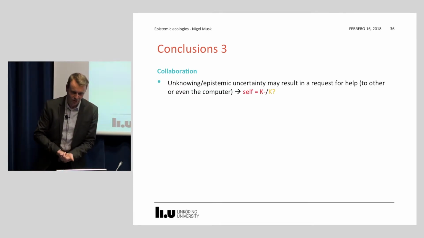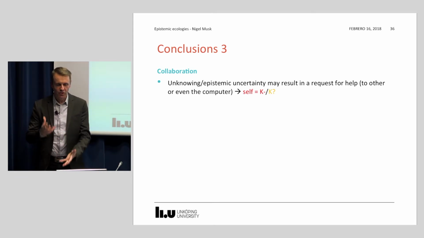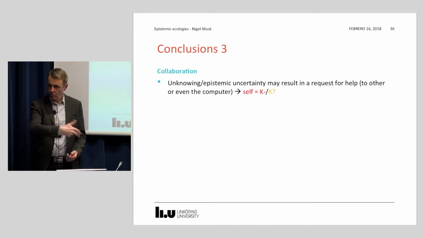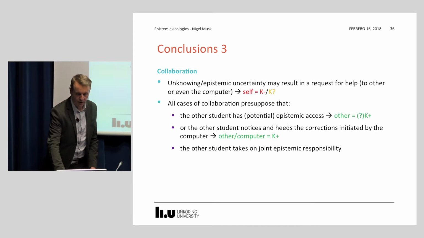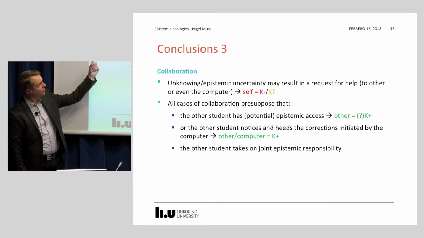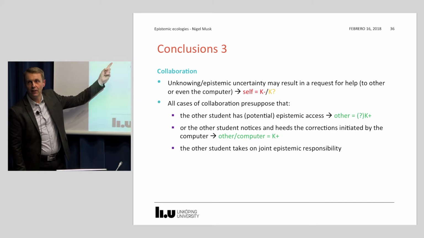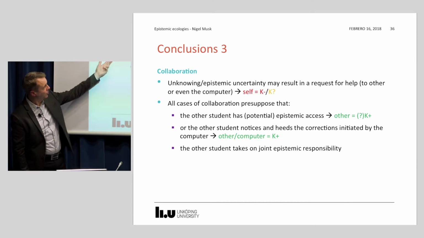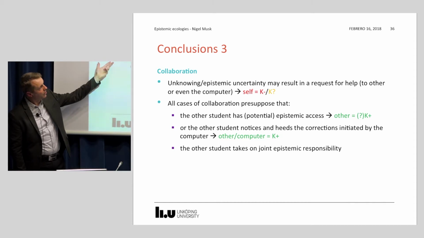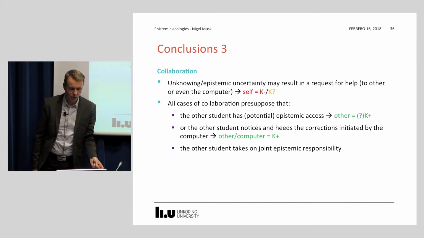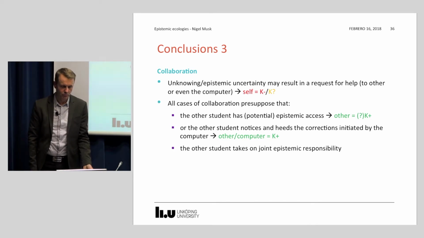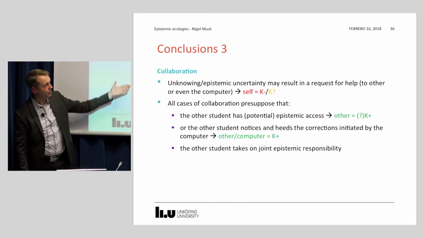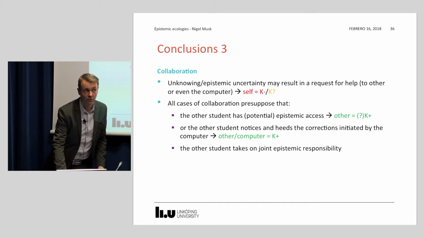Collaboration, that aspect of it. So unknowing or epistemic uncertainty can lead to requests for help to the other, sometimes to the computer as well by right-clicking. Of course, if you're going to get help from the other person, they have to have epistemic access themselves. So this is something that has to be discovered through interaction. The other student can notice and heed the corrections and then point this out. And then they have this joint epistemic responsibility for the text that's in the making.